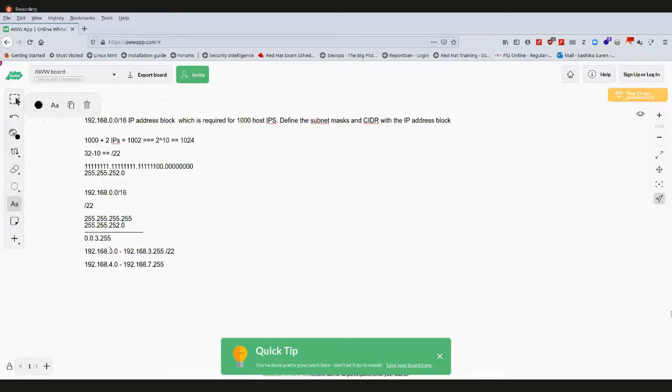Just add it to the last bits here. We have added the 3.255. Once you define the 3.255, the next IP block starts with 192.168.4.0 to 192.168.7.255. For these last two values, we have added the 3.255. Is it clear, guys? This is the equation. This is the easiest way to define this one.